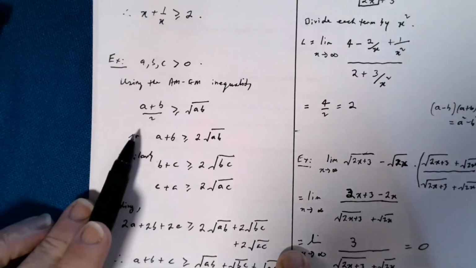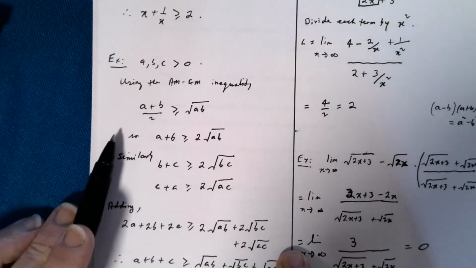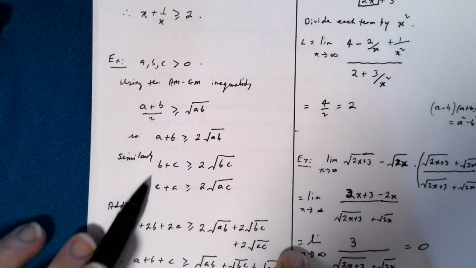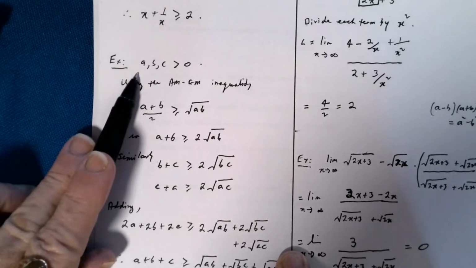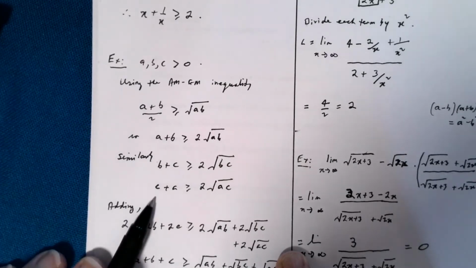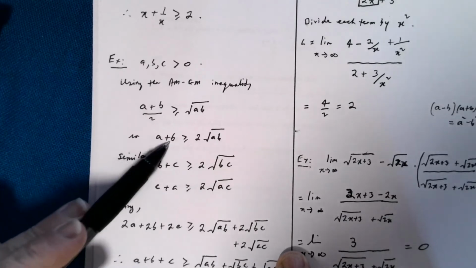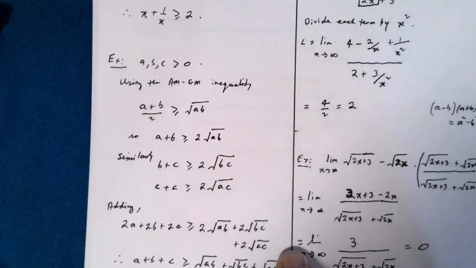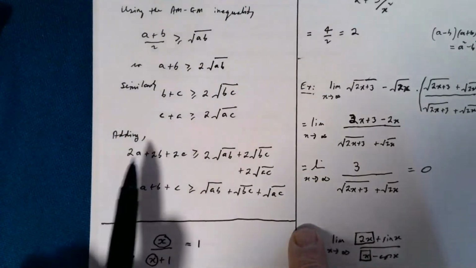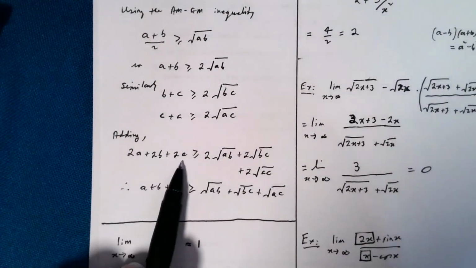Now you keep your eye on the goalpost. We're trying to get a plus b plus c, so it looks a sensible thing to do to add each of these 3 inequalities. Everything is positive, so we can do that without any problems. I simply add together the 3 of them. So I'm going to get a plus b plus b plus c plus c plus a on the left side. And that, of course, is just 2a plus 2b plus 2c.